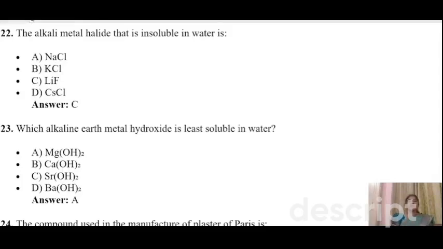The next question: which alkali metal halide is insoluble in water? We have to find the alkali metal halide. It is lithium fluoride, because it is a covalent compound, not an ionic compound. Sodium chloride, potassium chloride, and cesium chloride are ionic compounds, but lithium fluoride is covalent. That means its covalent character is higher compared to the other compounds in this list. Therefore, it is insoluble in water.